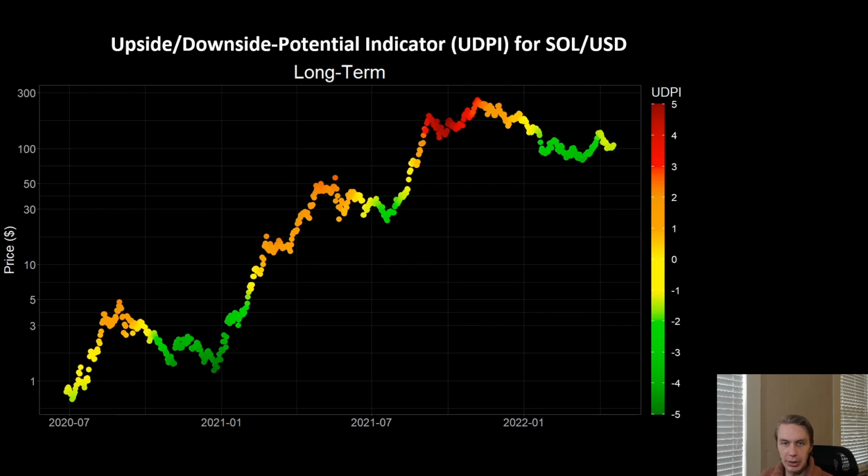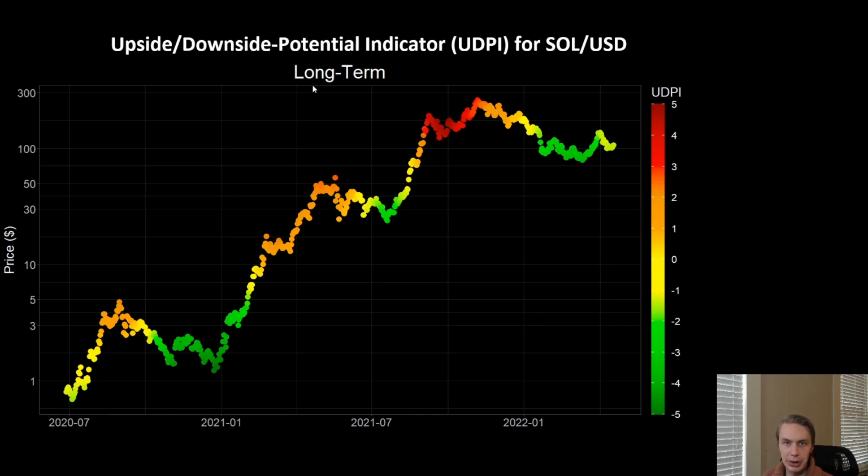So for Solana, I want to start our conversation here with our risk indicator, the upside downside potential indicator. If you've been following the channel, you're incredibly familiar with this model at this point. Essentially, high scores mean high risk: when upside potential is low, downside potential is high. -5 is the opposite. When downside potential is low, upside potential is quite high. And you can see that over time, the UDPI has done a good job of quantifying risk, flashing green at these good accumulation zones and then red at these distribution zones.